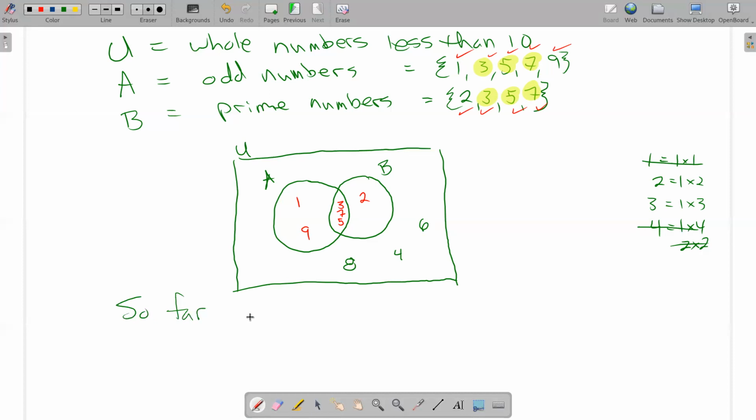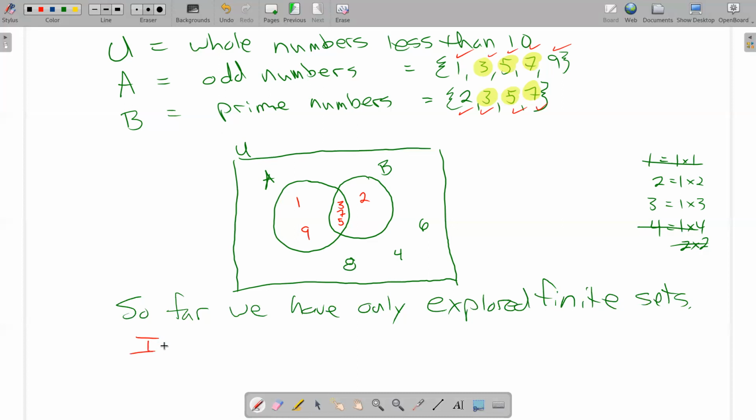So far, we've only explored finite sets. There's another idea in sets called infinite sets. And infinite means goes on forever. And the idea of infinite kind of came up when we were playing around with patterns in numbers when I count. So an example of an infinite set would be the counting numbers.